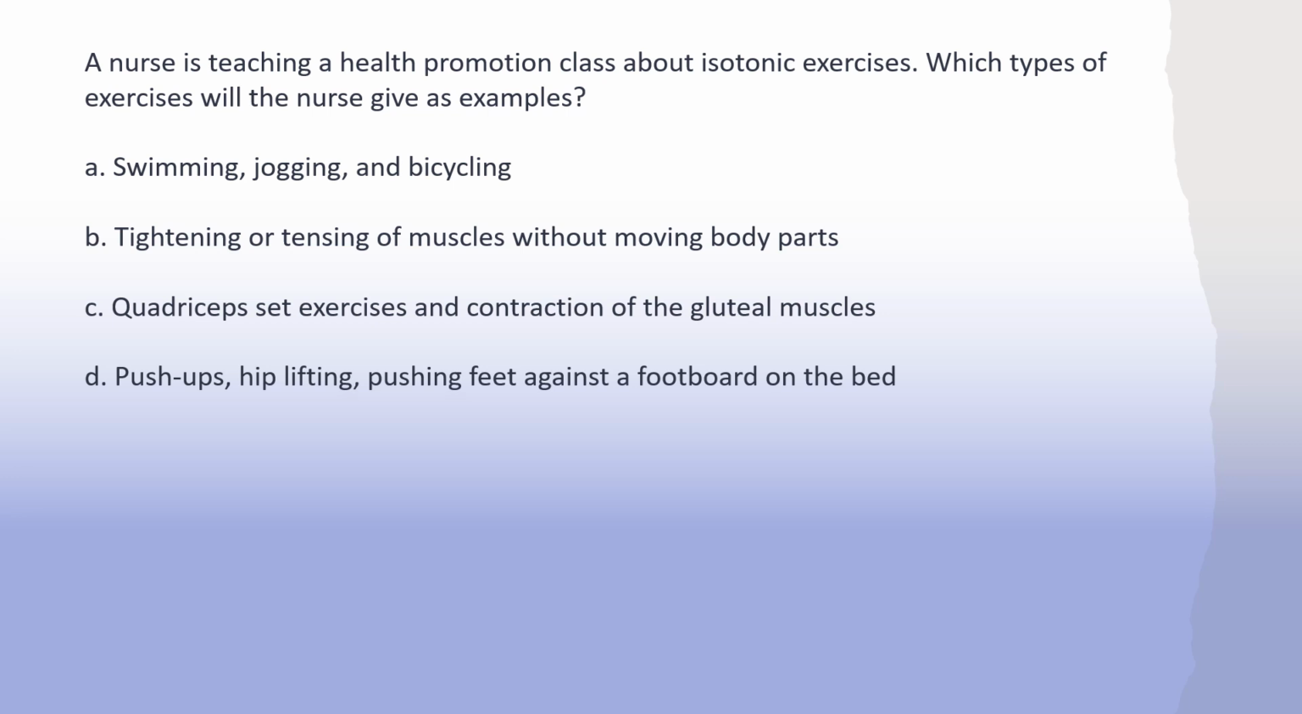A nurse is teaching a health promotion class about isotonic exercises. Which types of exercises will the nurse give as examples? A. Swimming, jogging, and bicycling. B. Tightening or tensing of muscles without moving body parts. C. Quadriceps set exercises and contraction of the gluteal muscles. D. Push-ups, hip lifting, pushing feet against a footboard on the bed.